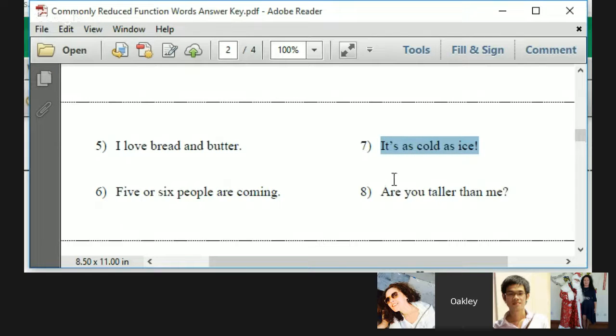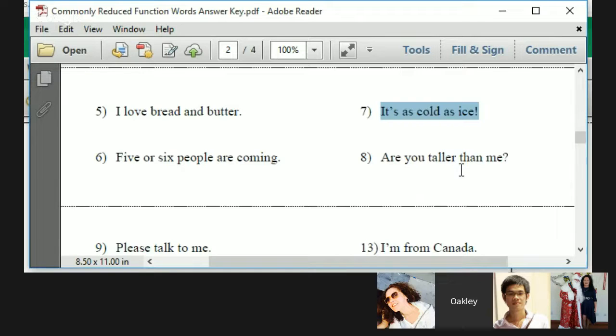All right, Rebecca, number 7. It's as cold as ice. Yep, it's as cold as ice. It's as cold as ice. "As ice," "Zeiss." Together, as ice. It's as cold as ice. Very good. That was better than the last time. That was the best. All right, B, number 8.